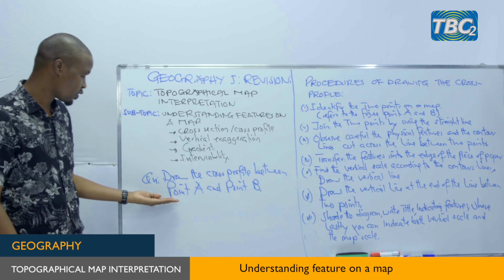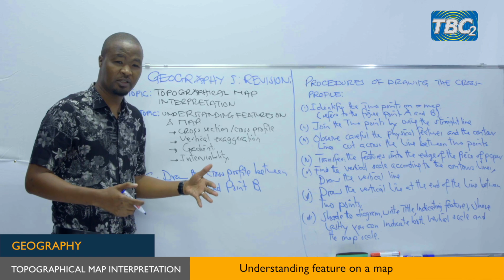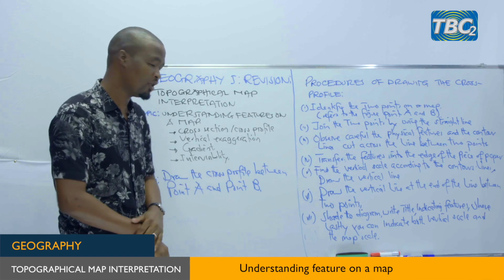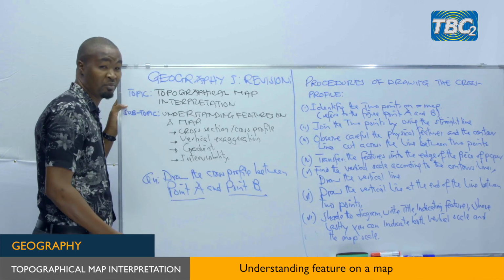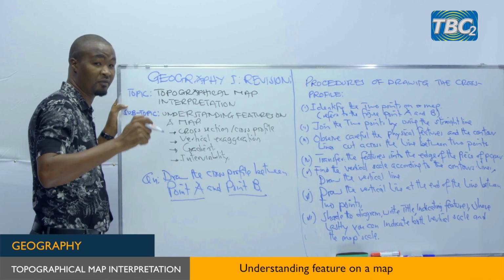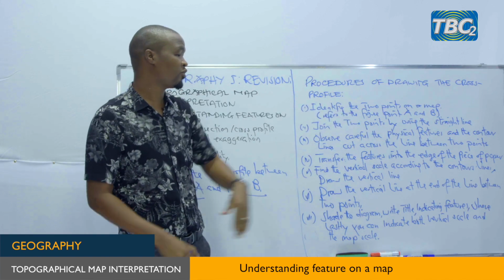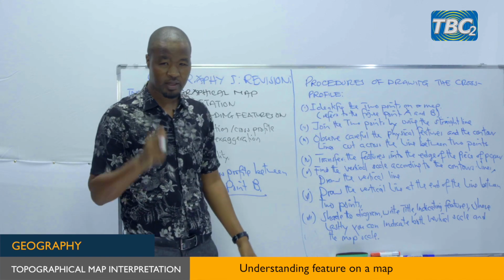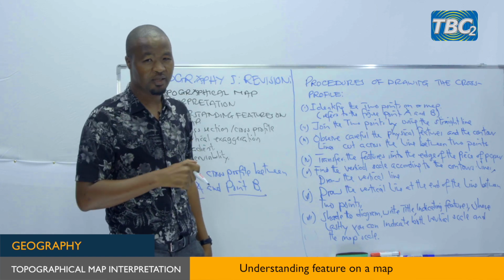It means we have point A and we have point B. The key question right here is how are you going to identify point A and point B on your map? Because first you have to identify the 2 points on a map. That's why the first procedure is to identify the 2 points on a map. You can identify them by using either the grid reference point or a place name.